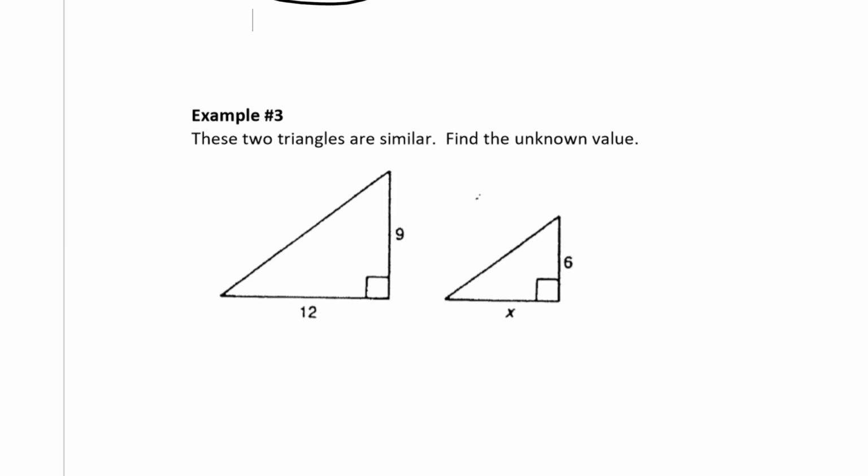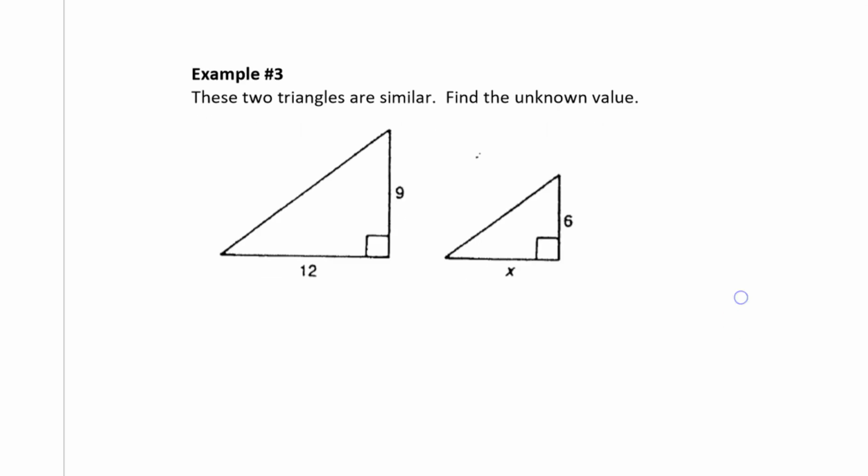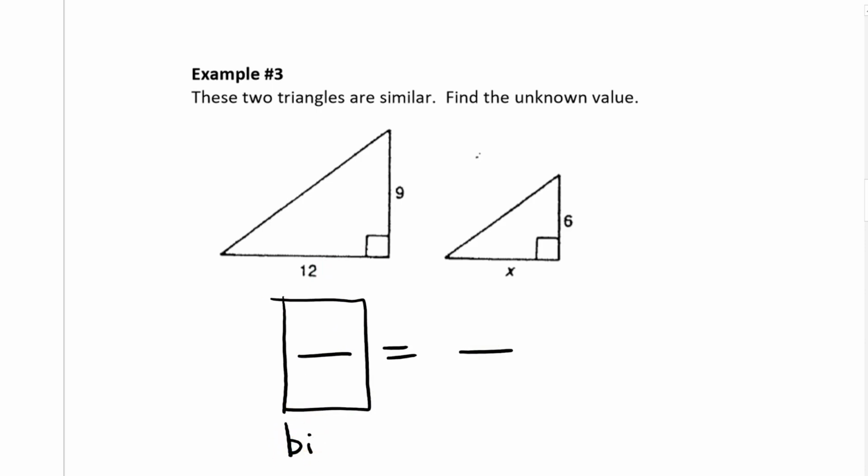Example number 3. These two triangles are similar. Find the unknown value. So we're going to set up, and first of all, there's not a really easy, like, 6 times what gives you 9. It's a little bit complicated, so we'll set this up and solve it using our algebra skills. So I'm going to put 2 fractions again. This one will be for the big triangle, and then this one over here will be for the small triangle.